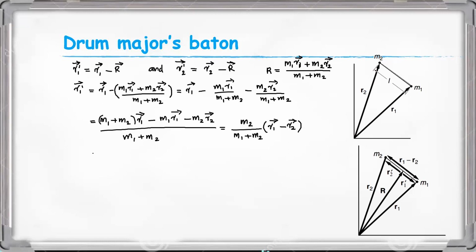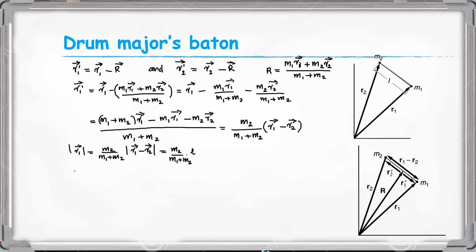Then the magnitude of R1 dash must be equal to M2 divided by M1 plus M2 into modulus of R1 minus R2, which is equal to M2 divided by M1 plus M2 into L, where L is the length of the baton.